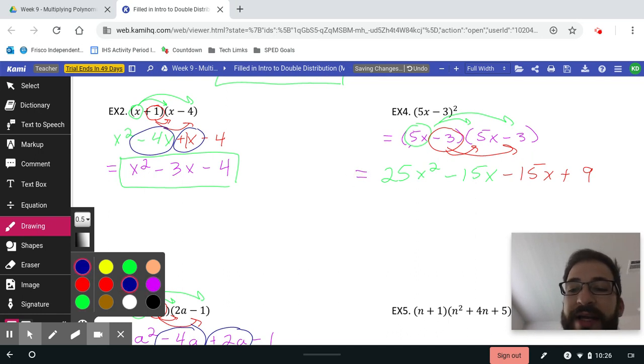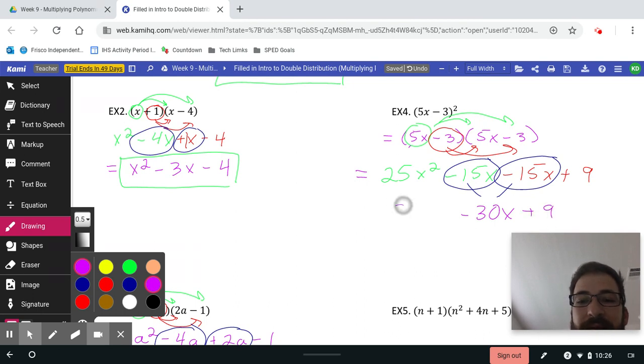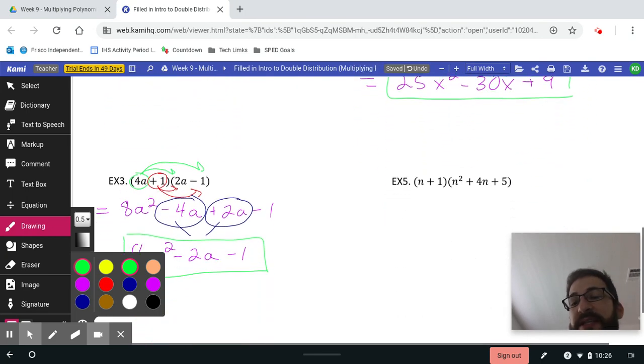Then we do still have a like term in that x term, so 15x and 15x. We're going to combine that. They are both negative, so we add it together, keep the sign the same. So 15 plus 15 is 30, so we get negative 30x. And then everything else stays the same, plus 9 and 25x squared. So you should start to kind of notice some similar patterns, similar steps for each of these.